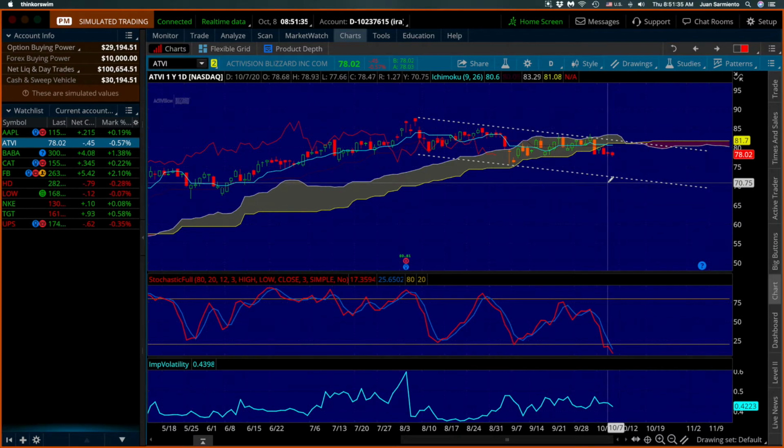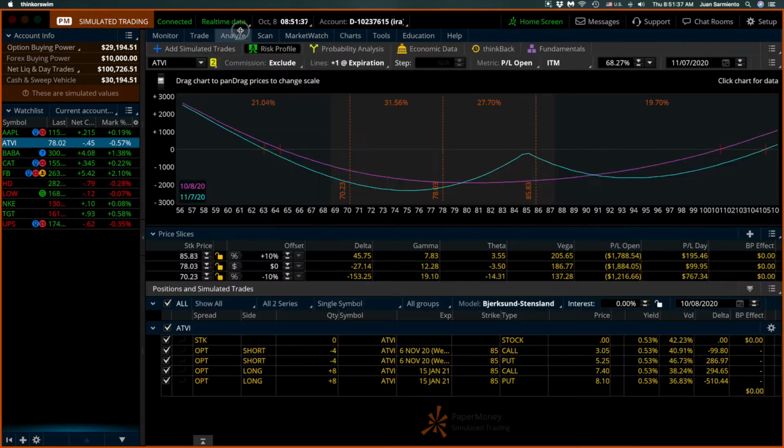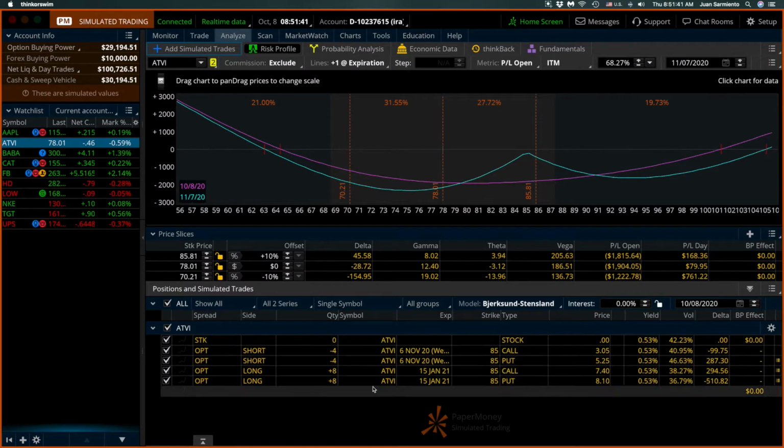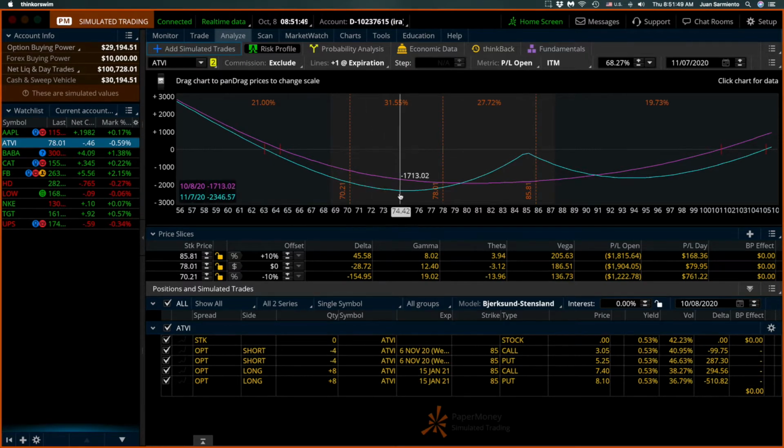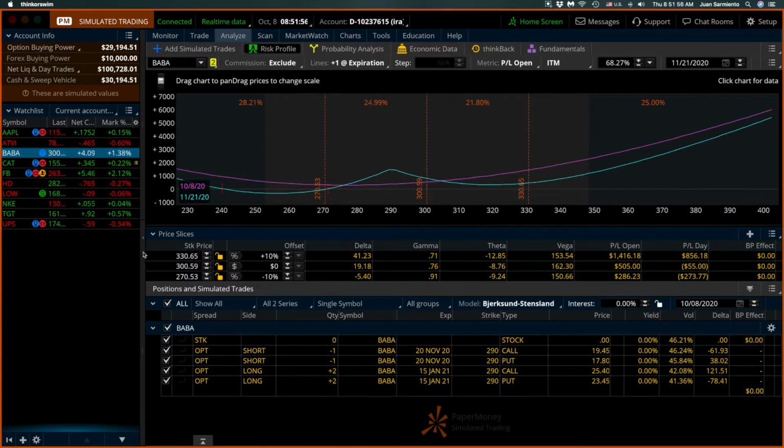And so my trade is doing fine in there, okay? But at some point, I would roll down my puts, meaning sell some of my 85 puts and buy something lower or simply close one. We'll see as time goes by what could happen. Let's move on to BABA here. Sorry for the delay on that.